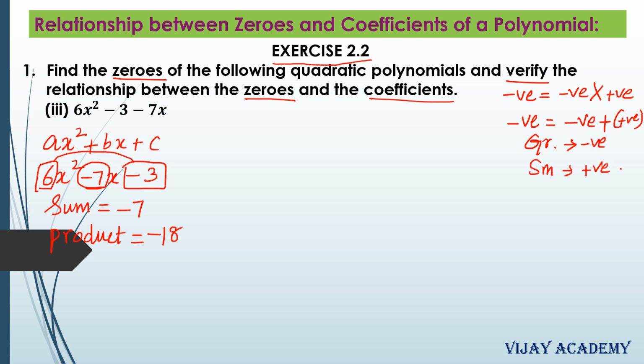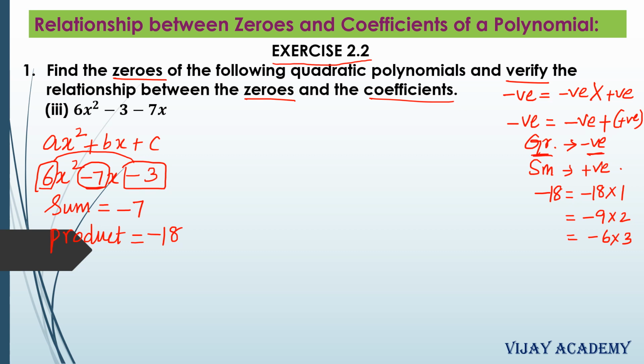Now let us write all possibilities for minus 18 as the product. For minus 18, all the possibilities, taking the greater number as negative and the smaller number as positive, we can write minus 18 into 1. So greater number is negative, smaller number is positive. The next possibility is minus 9 into 2. And one more, we have minus 6 into 3. So these are the three possibilities for getting minus 18, taking the greater number as minus and the smaller number as plus.